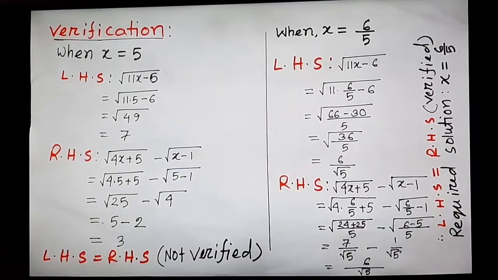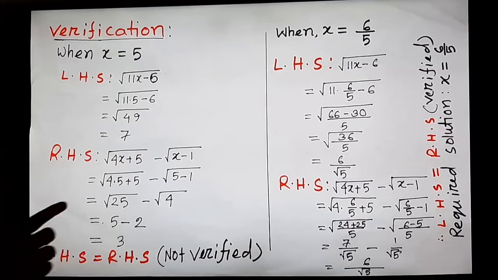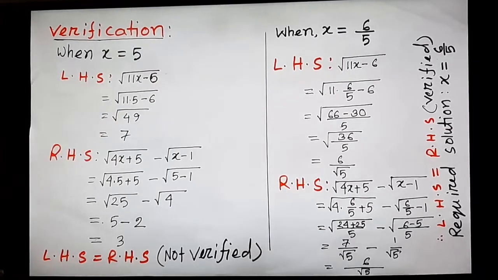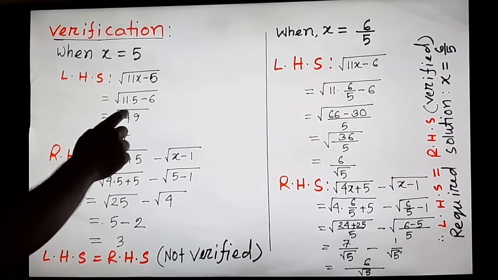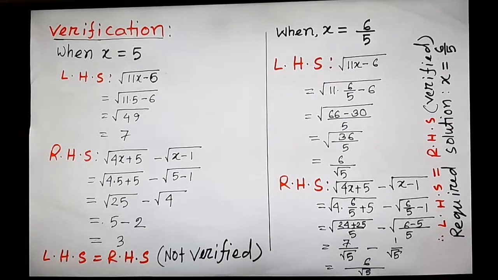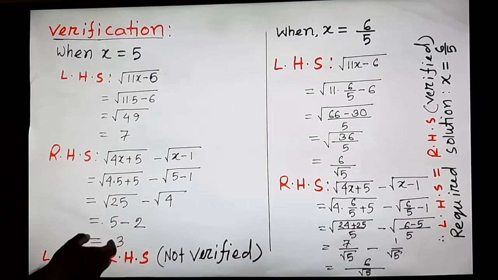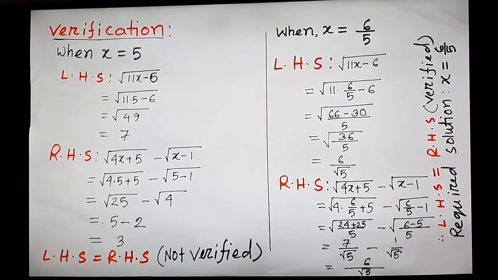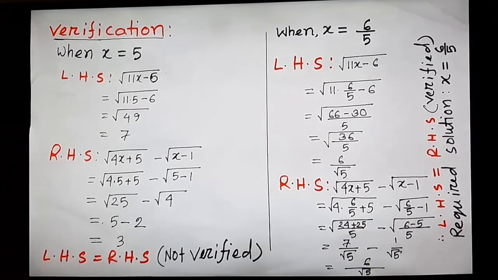Okay, verification. Already we have got two values, x is equal to 5 and x is equal to 6 by 5. At first we have taken x is equal to 5. Then left hand side is equal to 11x minus 6, 11 into 5 minus 6 is equal to 49. On the right hand side, this is an easy calculation, you can understand easily, it is equal to 3. But left hand side and right hand side are not verified. So x is equal to 5 is the extraneous value, not verified.